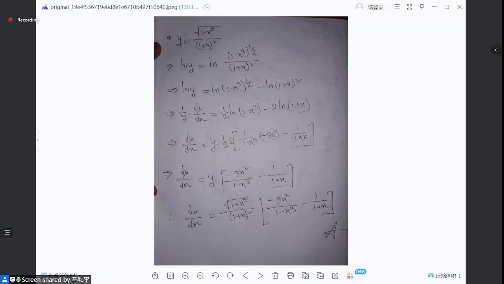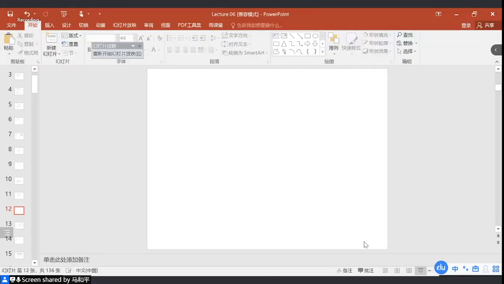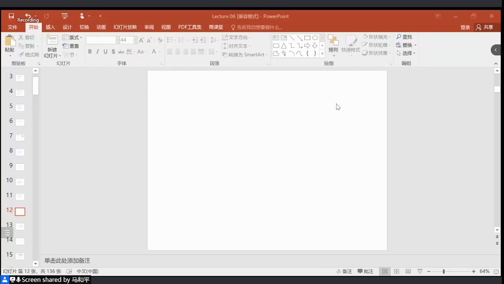Let's give the right answer. No, you should write 1 over 2 in the front. So the first half is written wrong.